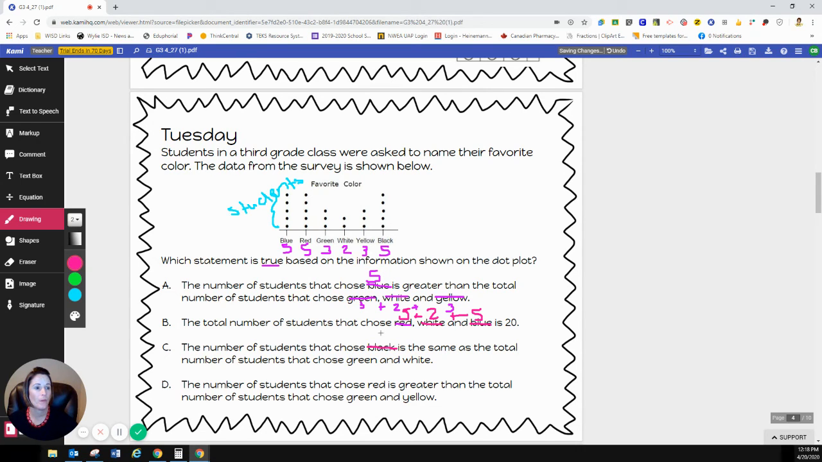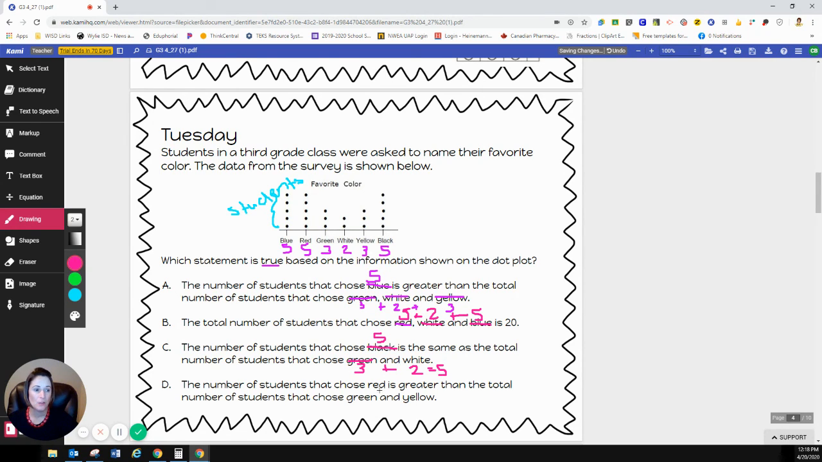So C, the number of students that chose black. Let's look at black. Got 5. Is the same as the total number of students that chose green. Green, I've got 3. And white, let's see, I've got 2. And I know that 3 plus 2 is 5. So the total number of students that chose black, which was 5, is the same as green and white, which is 5.